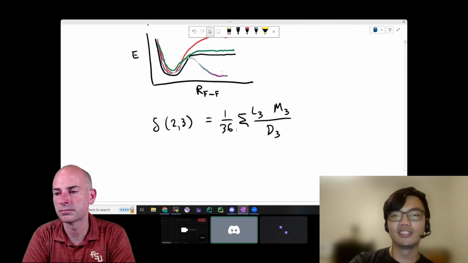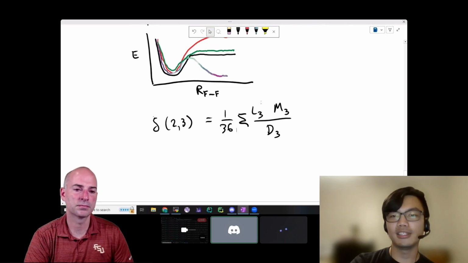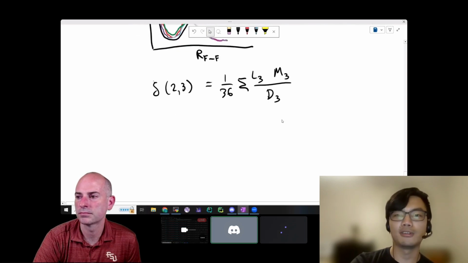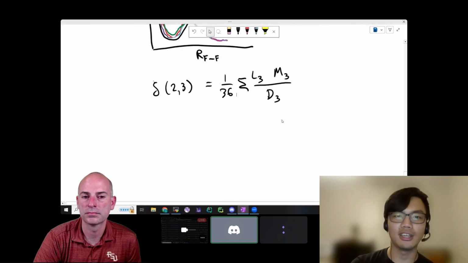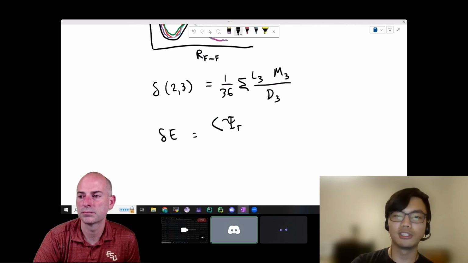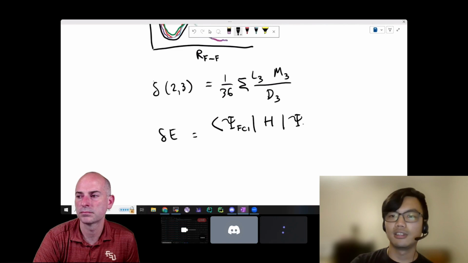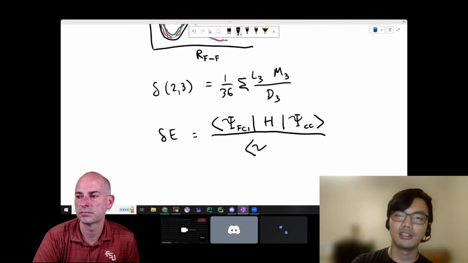So in the case of CRCC23, this is actually not coming from perturbation theory. This is derived from something called an asymmetric energy expression, where delta E is actually a projection of the full CI wave function. Then what do I put here? H, and then psi of your coupled cluster, which can be truncated. And then it has this form, basically.